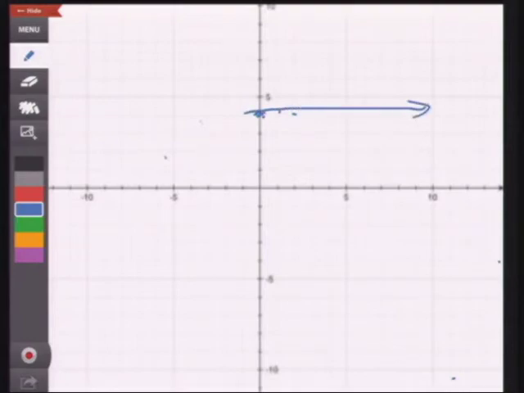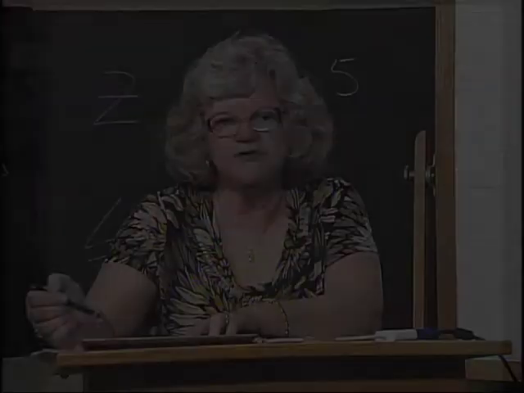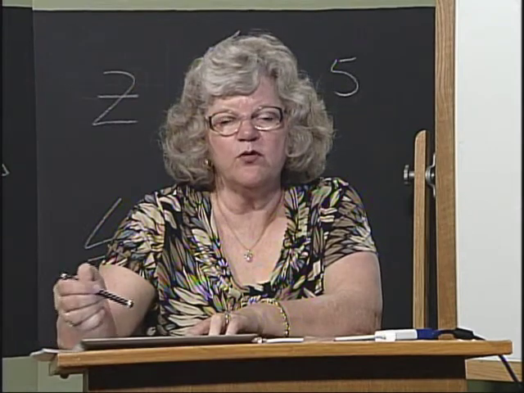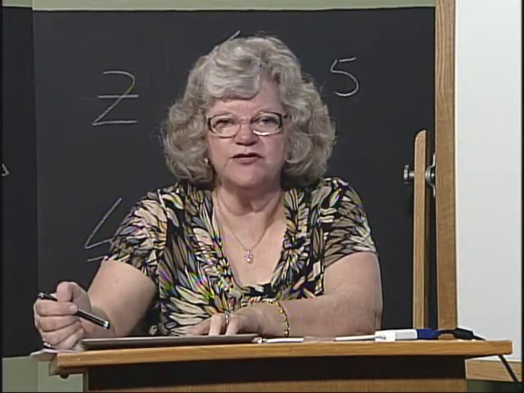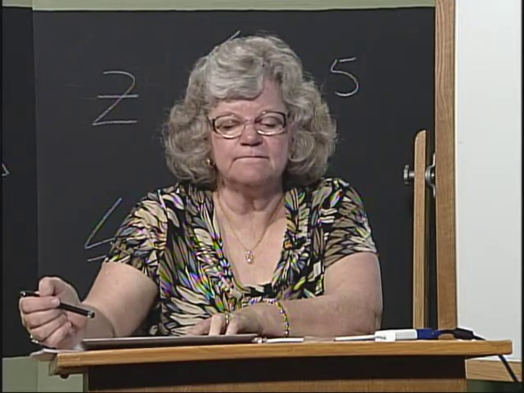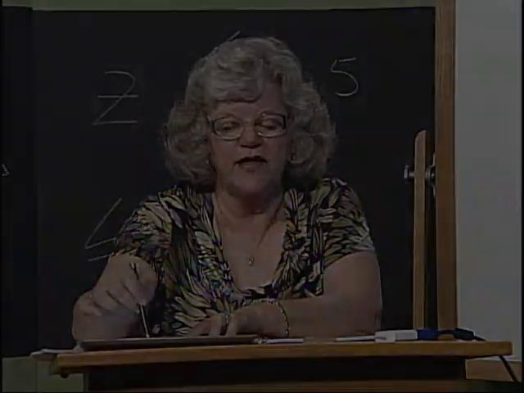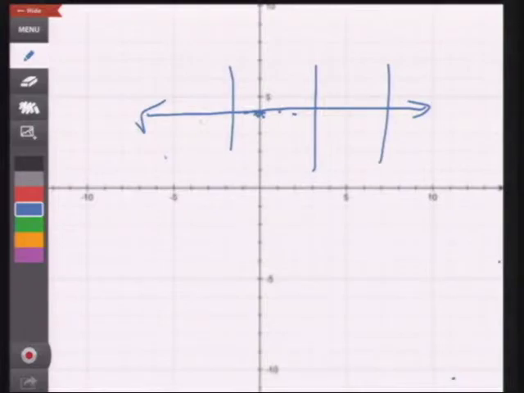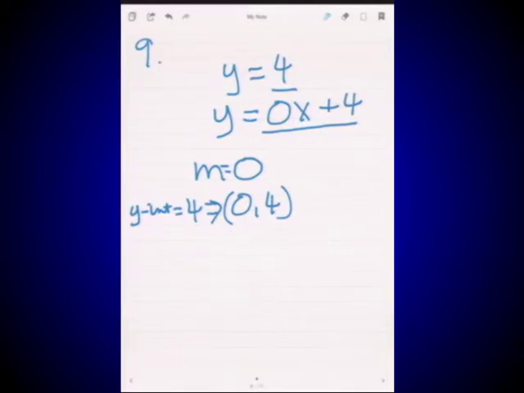It's a horizontal line, isn't it? So when we just have y equals a constant, we will graph that as a horizontal line. And that's still a function, isn't it? Passes the vertical line test. So let's go back now. And let's think about this.